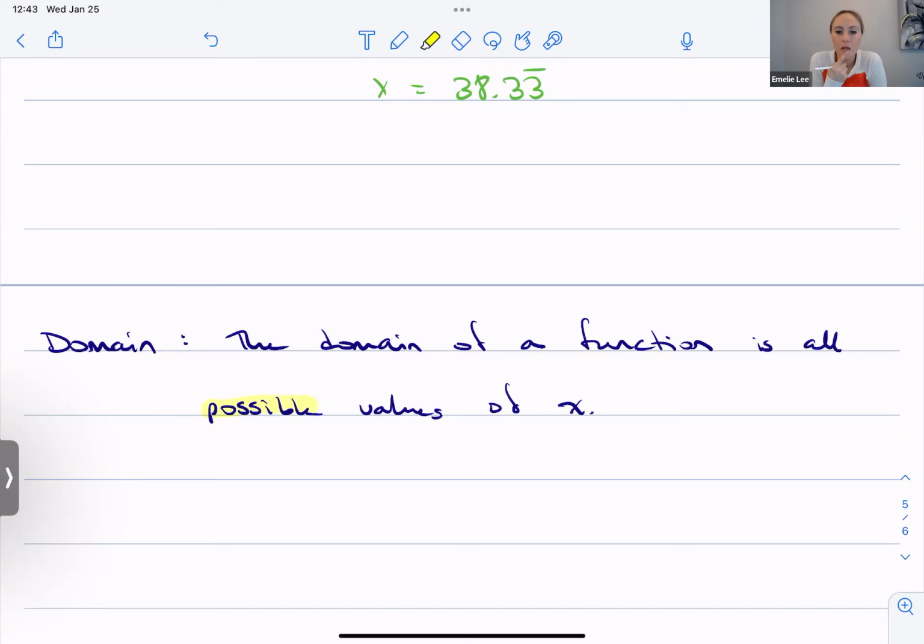Which means on the flip side, instead of looking at all the values that it could be, all the reasonable values, what we do instead is we decide, well, which values of X can I not put into this function? What gives me illegal math?